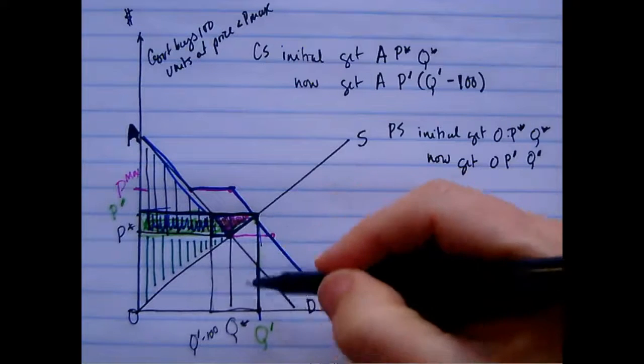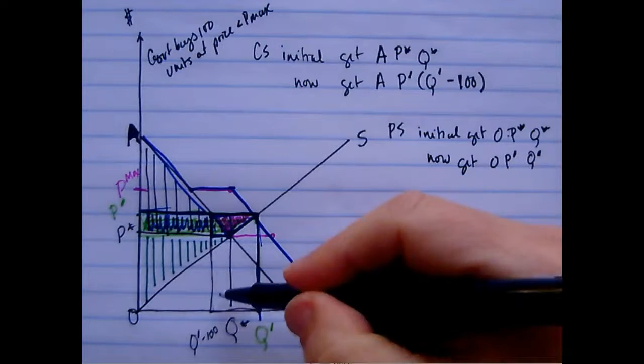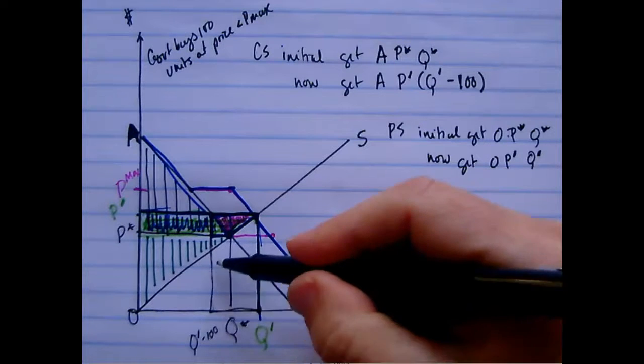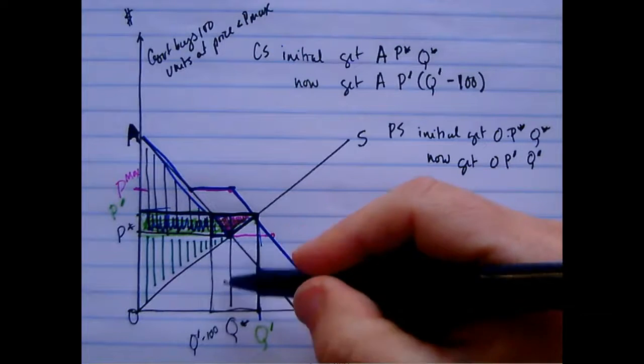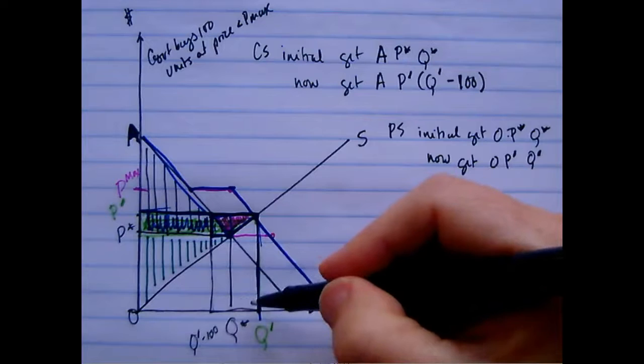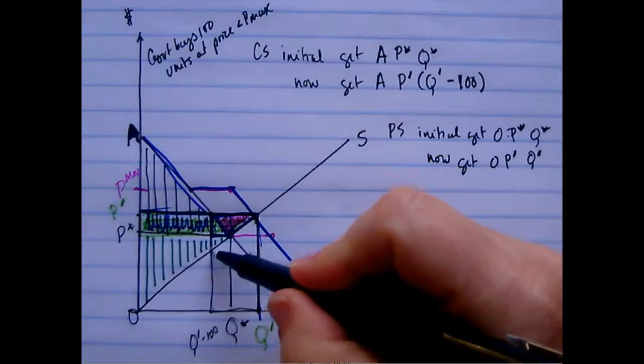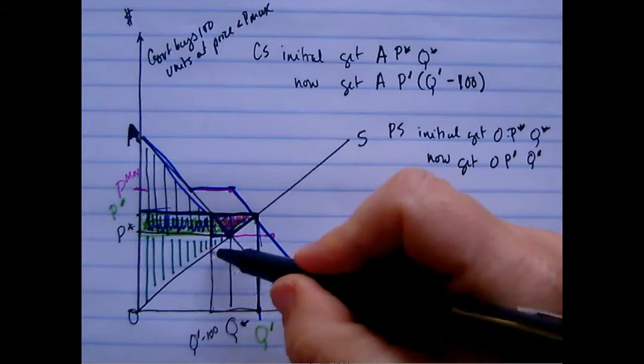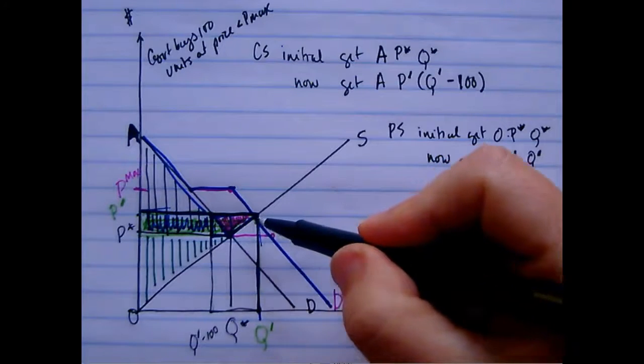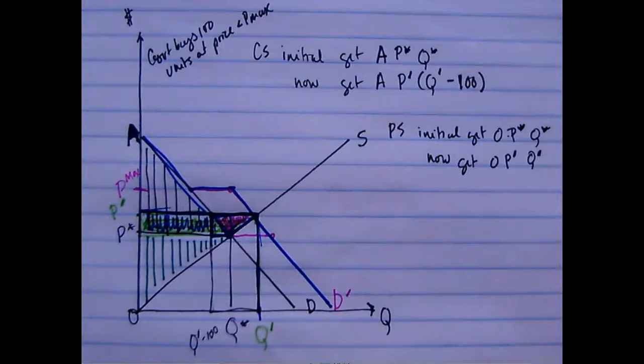So all of that is government revenue that's lost. Some is going to pay for the opportunity cost of producing. That's everything below the marginal cost curve. And then some of it is going to the producers as producer surplus. Okay, so hopefully that is clear.